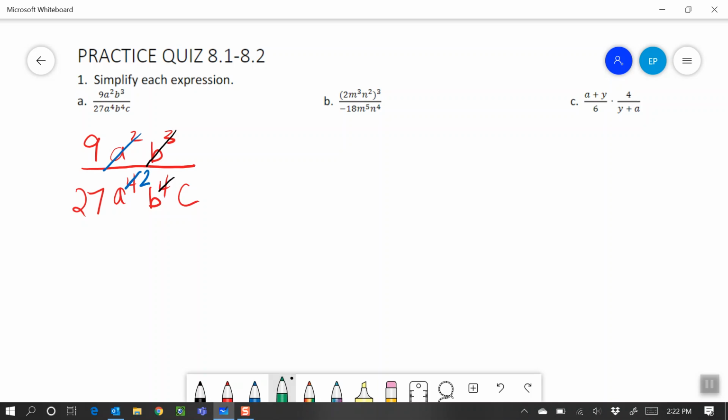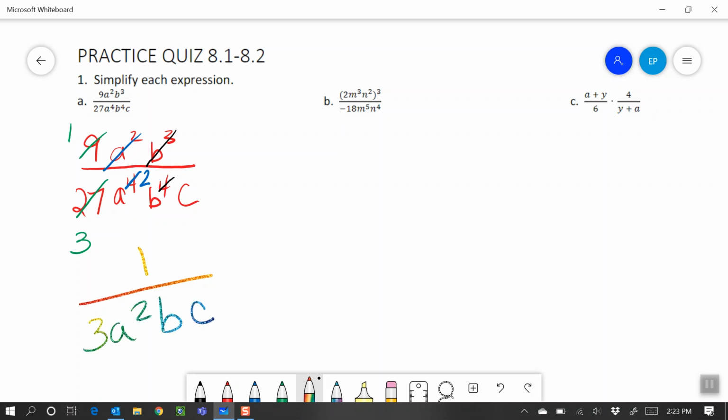And out of the 9 and 27, 9 divided by 9 is 1, and 27 divided by 9 is 3. So my final answer, written out in this really cool pen, is going to be not 1. I don't write 1s in front. There's nothing left on top, so 1 there. And then I'm going to have a 3a squared bc. And that's my final answer.